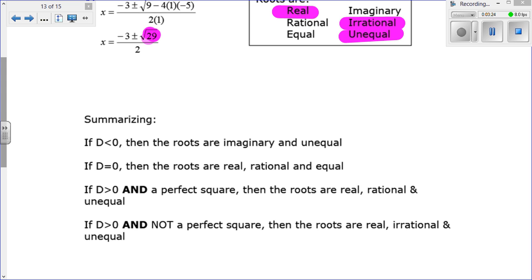So, summarizing, if the discriminant is less than 0, which means it's negative, then the roots are imaginary and unequal. If the discriminant is equal to 0, then the roots are real, rational, and equal. Remember, equal and equals. If the discriminant is greater than 0 and a perfect square, then the roots are real, rational, and unequal. Rational and perfect square kind of go together.